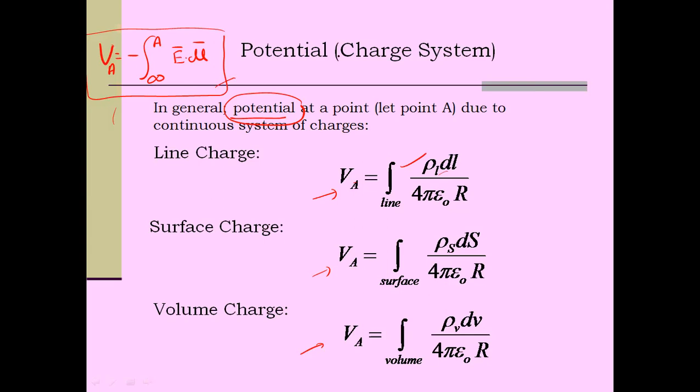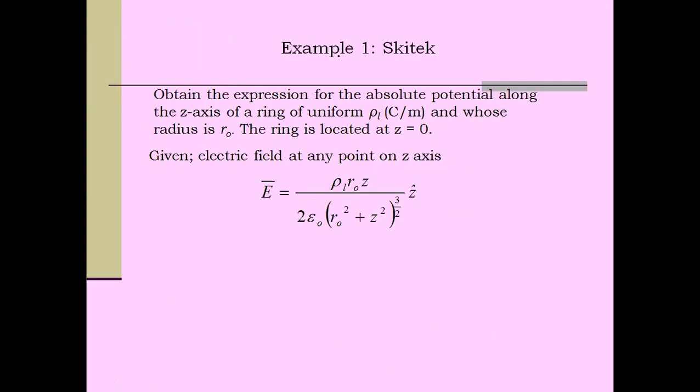Okay, let's have a look at this example just to test our understanding of the potential concept. We are given this problem: you need to find the expression for the absolute potential along the z-axis of a ring of uniform charge density rho L coulombs per meter, whose radius is R0. The ring is located at z equals 0, and it's given that the electric field at any point on the z-axis is given by this.